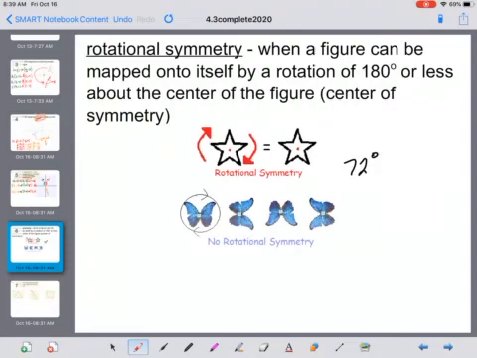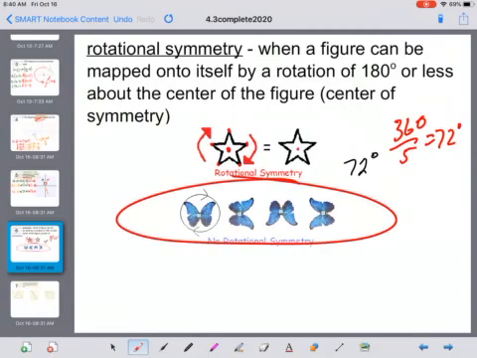Next thing I'm looking at is rotational symmetry. A figure has rotational symmetry when it can be mapped onto itself by a rotation of 180 degrees or less about the center of the figure. So when I'm looking at this figure here, in the center I have those 5 points around there. When I rotate this star on those 5 points around the center, it's going to be the same. And because it's those 5, it's going to be 360 divided by 5, which gives me my 72 degrees.